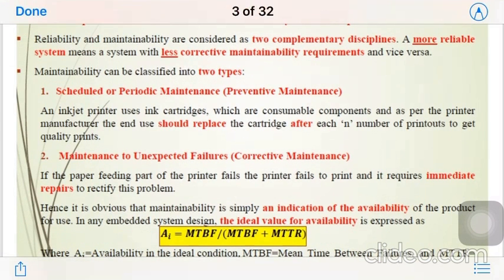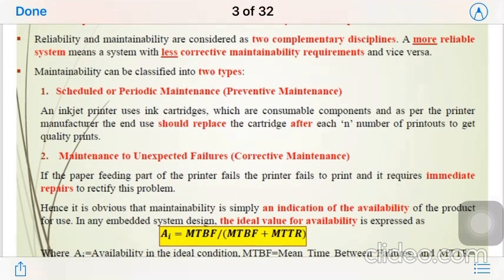For example, we can take inkjet printers, which use ink cartridges, right? Those printers need cartridges inside them, which are consumable components, and as per the printer's manufacturer, the end user should replace the cartridges after n number of prints, right? Because the ink is consumable, after that many prints you need to change the cartridges. So we are saying it is preventive maintenance. Once you know that this many prints are done, then you replace it. That is the maintenance required, which we are saying is a scheduled or periodic one.